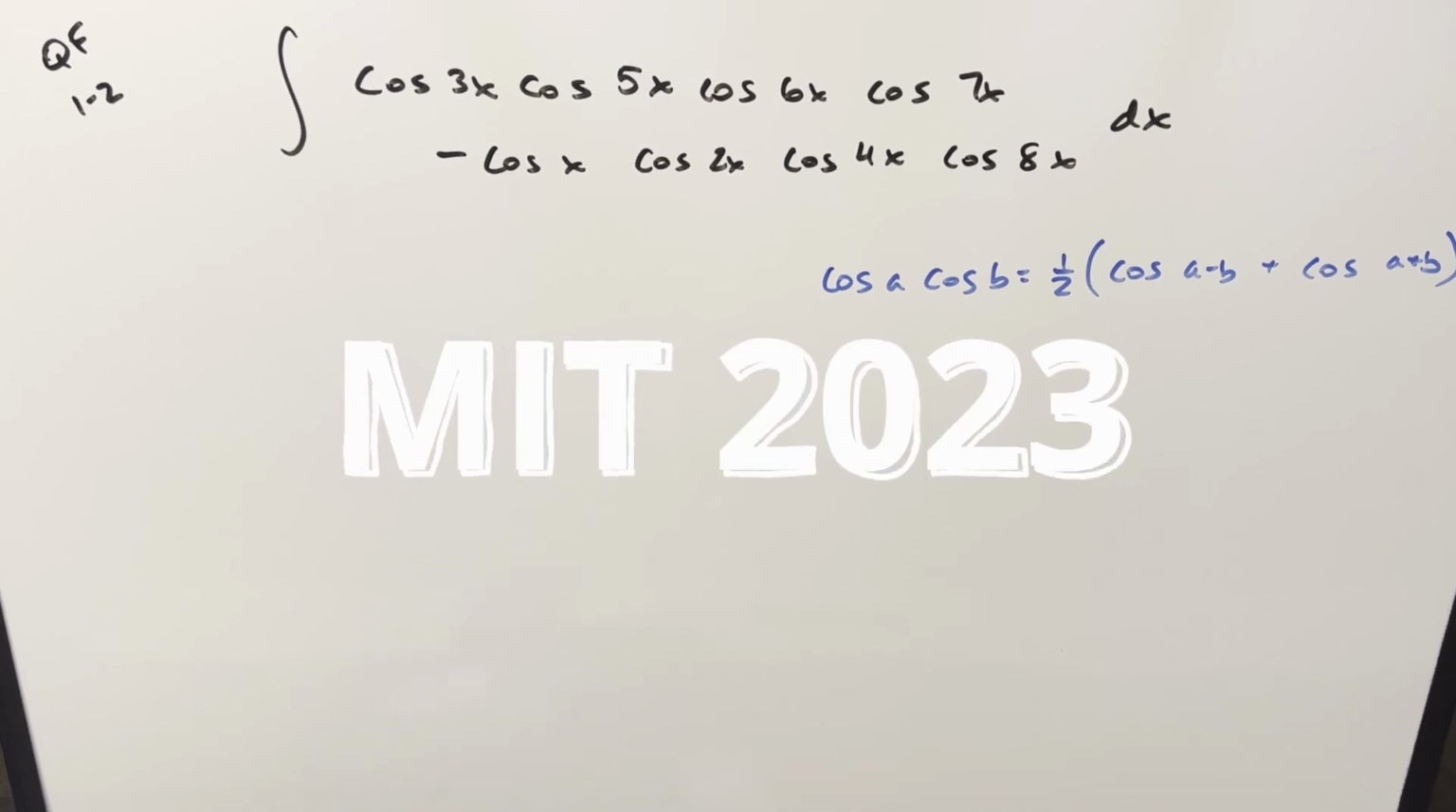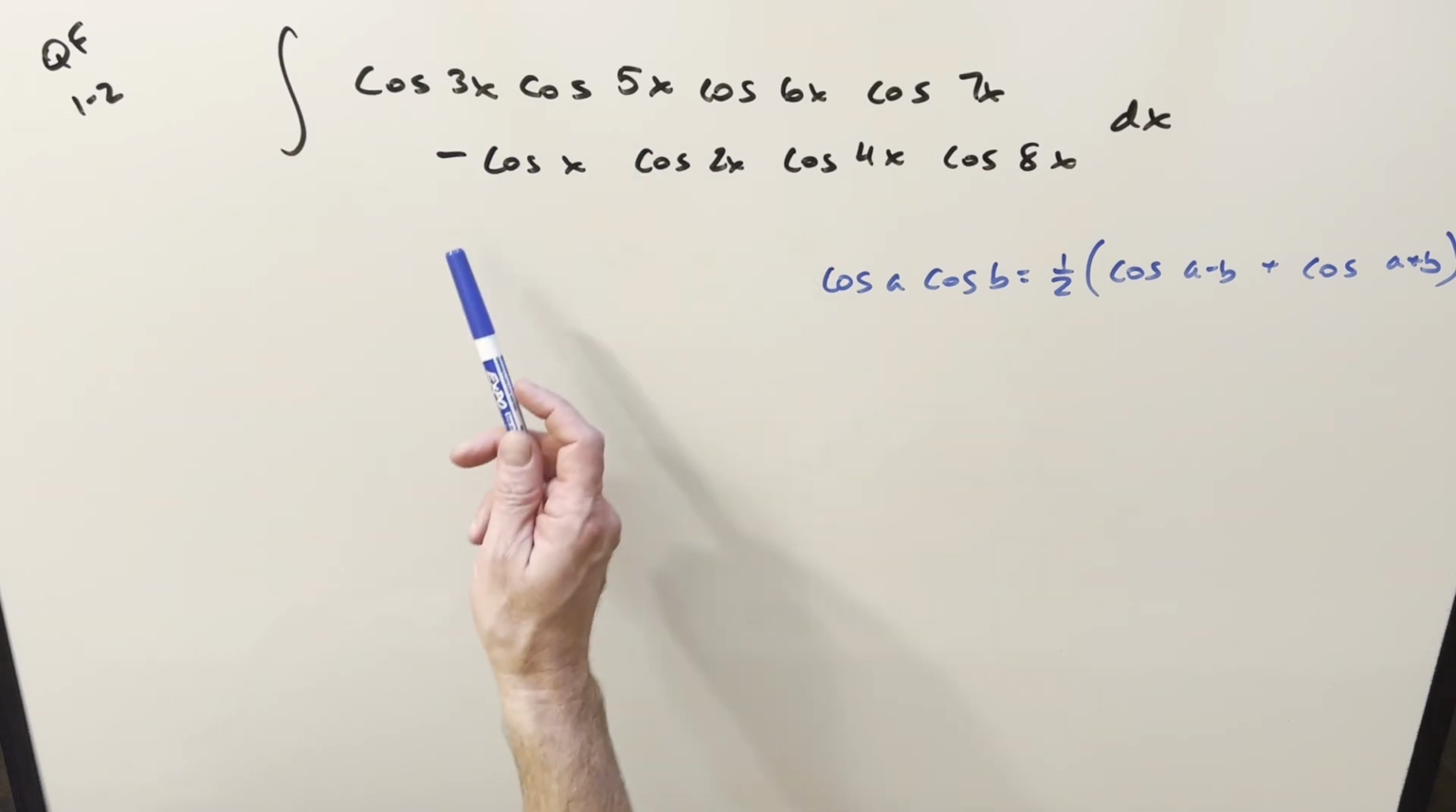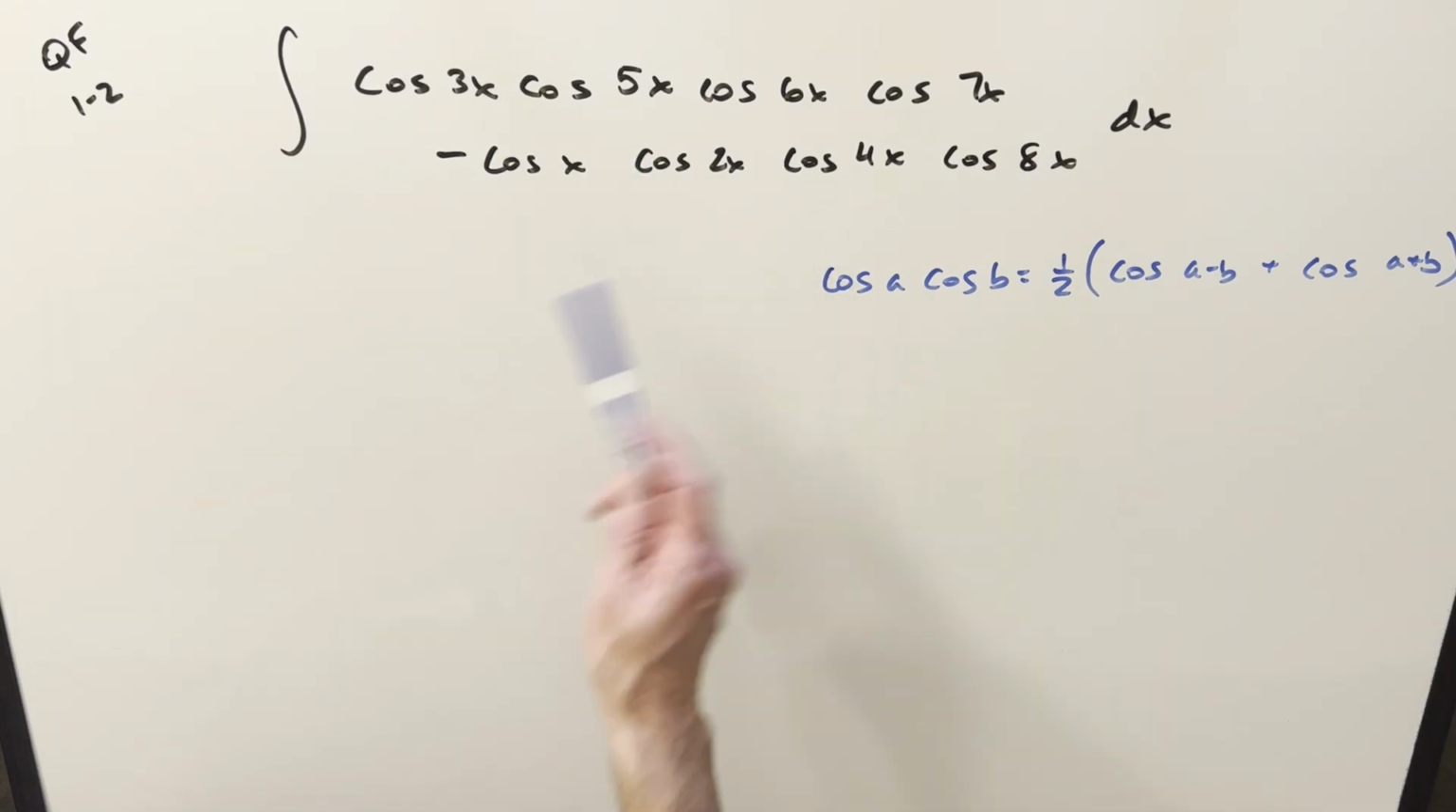Okay, we have another integral. This one's from MIT 2023 quarterfinals, round 1, problem 2. We have this integral with a whole bunch of cosines with different angles in it. We've got 4 cosines subtracting from another expression with 4 cosines, dx. To be honest with you, I don't really like these problems all that much.